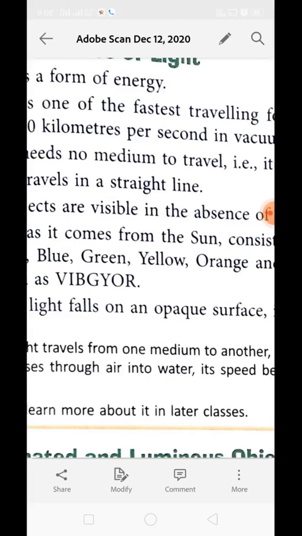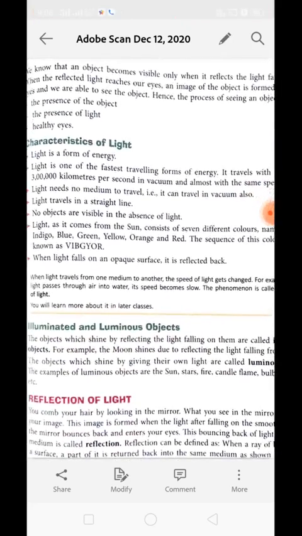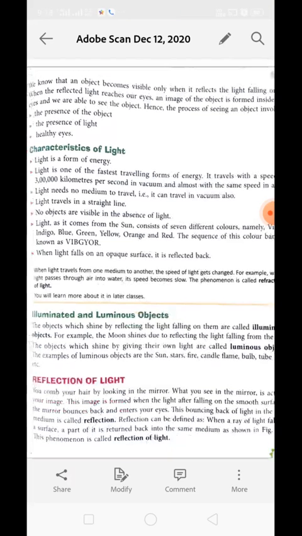Clear? When light travels from one medium to another, the speed of light changes. For example, when light passes from air to water, its speed becomes a little bit slower, and this phenomenon is called refraction of light. When light moves from a lighter medium to a denser medium, the speed of light slows down, and this phenomenon is known as refraction of light.